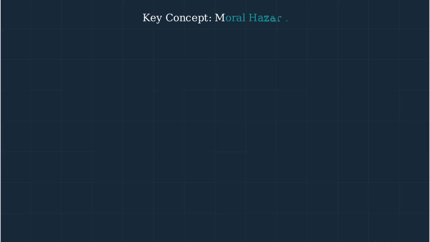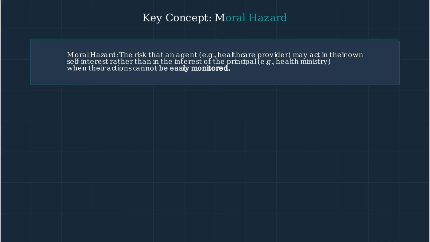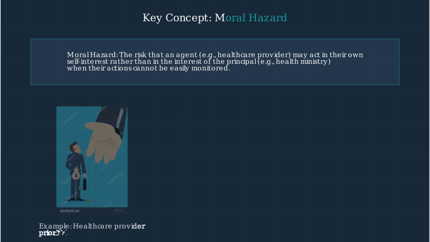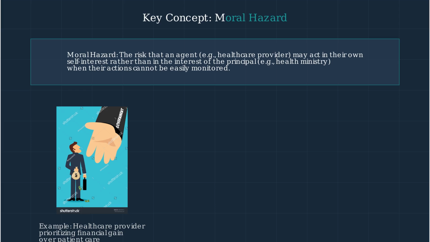Moral hazard is a key concept in agency theory that explains the risk when an agent acts in their own self-interest rather than fulfilling their obligations to the principal. In public health, moral hazard occurs when healthcare providers, as agents, prioritize financial gain over patient welfare. For example, ordering unnecessary tests or procedures that increase their revenue but don't improve patient outcomes.